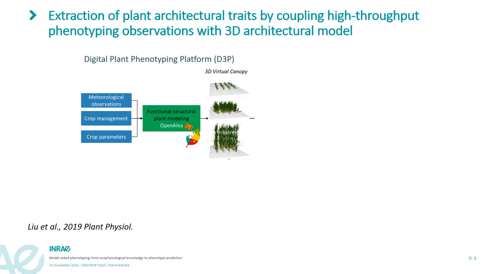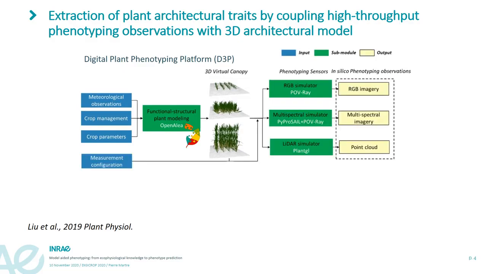This platform that I will present today integrates functional structural plant models implemented in the OpenAlea platform and that simulate the growth of 3D virtual canopies. These canopies can be analyzed using simulators of RGB, multispectral, or LIDAR sensors that produce images and point clouds of canopies that can be analyzed using different types of models to estimate canopy traits.